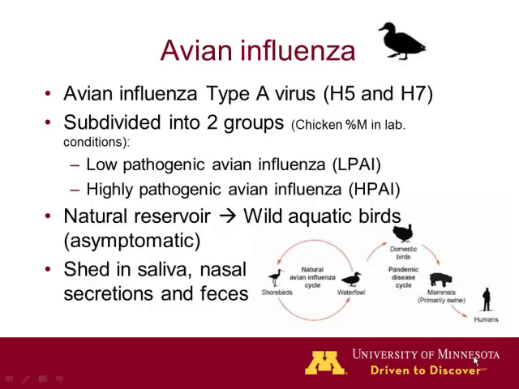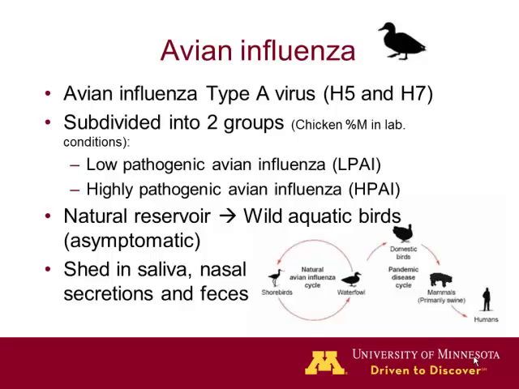So when we talk about avian influenza virus, they are type A viruses, and they are subdivided into two groups. These groups are related to the capability of the virus to produce mortality in chickens under laboratory conditions. So these two types of viruses are denominated as low pathogenic avian influenza virus and highly pathogenic avian influenza virus. We go here to this part of the graph.